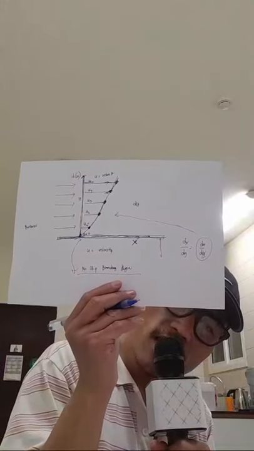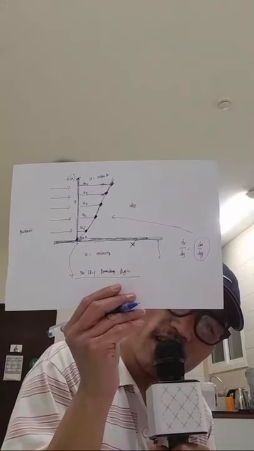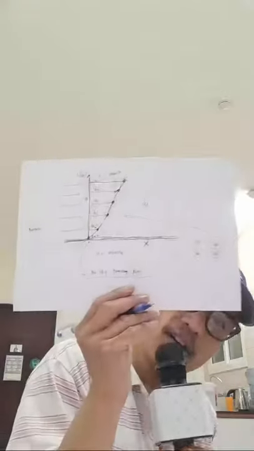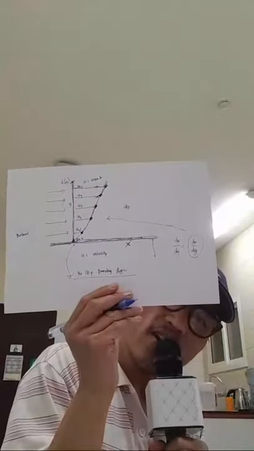In a no-slip boundary region, the velocity at time 0, sorry, u0, of course, your velocity is 0. So this is what we call a no-slip boundary.